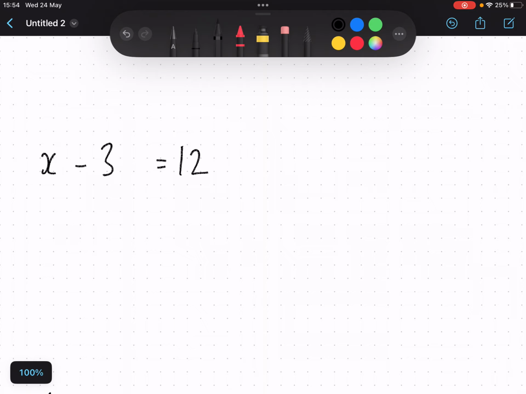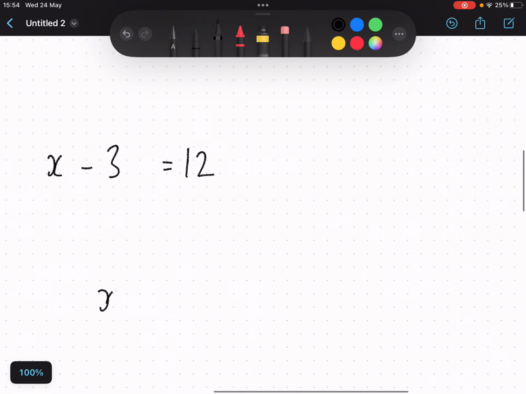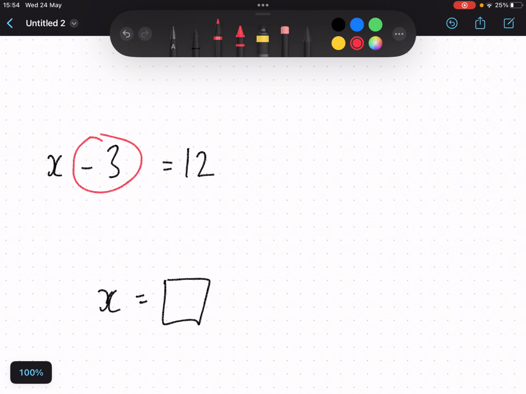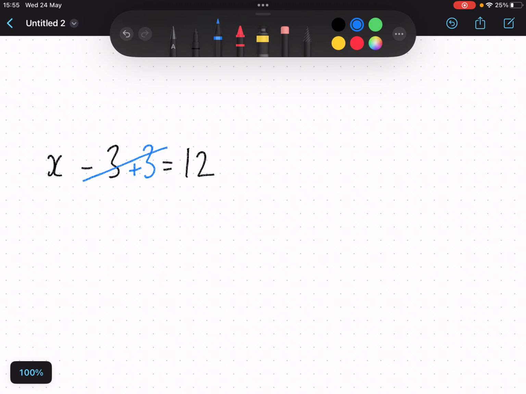I want to end up with x equals some number. So I need to get rid of anything on that left-hand side which is not an x. So I need to get rid of that minus 3. So how do I get rid of a minus 3? What is the opposite of subtracting 3? It is adding 3. So if I add 3 to the left-hand side, 3 minus 3 is 0.